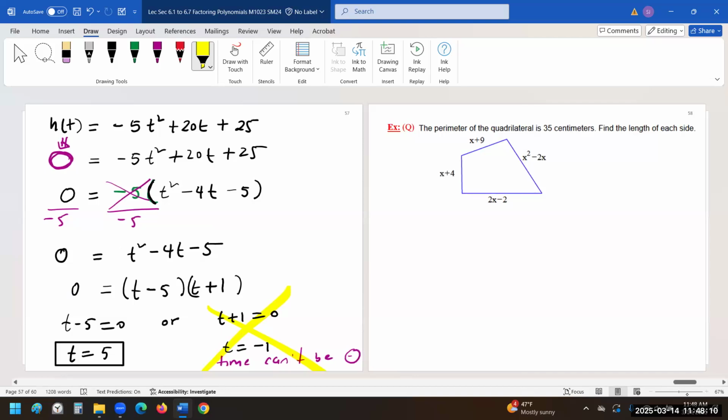Okay, I have one more. Try this and then we'll do them together. Let me take the attendance.